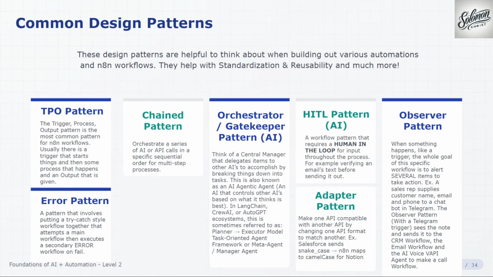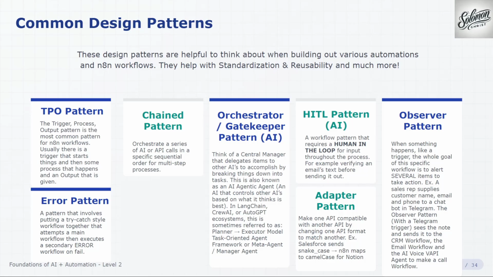And finally, one of the last patterns I'd like to discuss is the observer pattern. When something happens, like a trigger, the whole goal of this specific workflow is to send several alerts or items to other workflows or other areas to take action. So for example, a sales rep supplies a customer name, email, and maybe a phone number to a chatbot in Telegram or WhatsApp. Then the observer pattern will basically see that there's a note, and it'll send it to the CRM workflow, it'll send it to the email workflow, and maybe even to the AI voice VAPI agent workflow to make a call to the actual client.